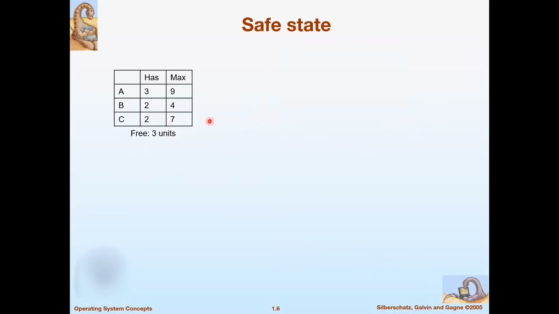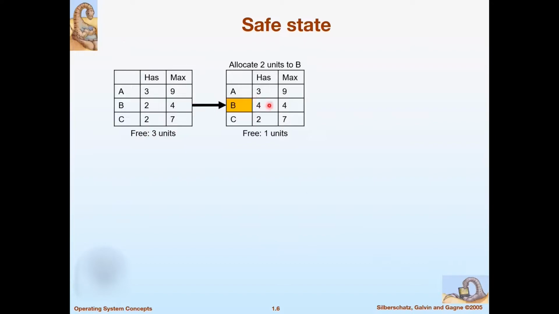The problem we are trying to solve here is whether these maximum allocations of 9, 4 and 7 can be made to A, B and C in such a way that the state is safe. Let's start with 2 units being allocated to B. So we have 3 units in the free store. Out of these 3 units, 2 are allocated to B. Now B has 2 plus 2, that is 4 units, and the free store becomes 3 minus 2, that is 1 unit. So in the free store, we now have only 1 unit remaining.